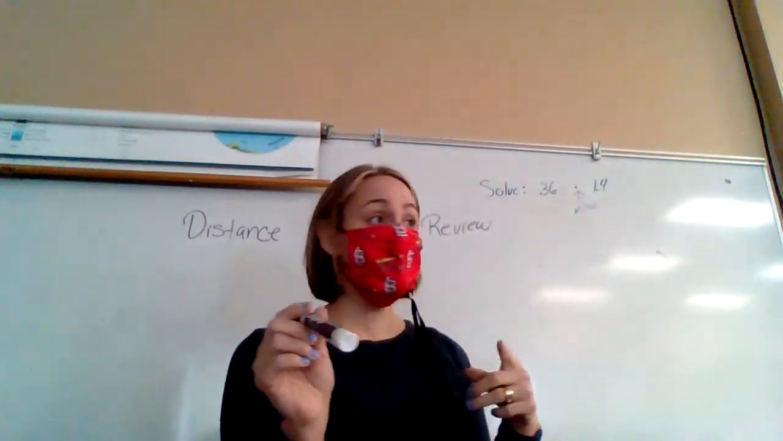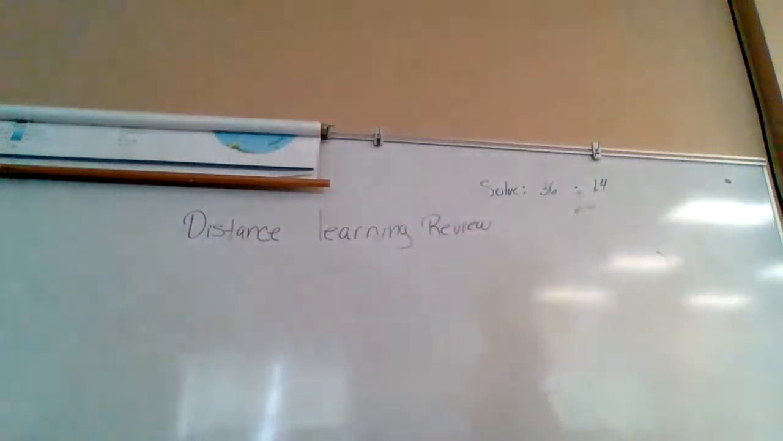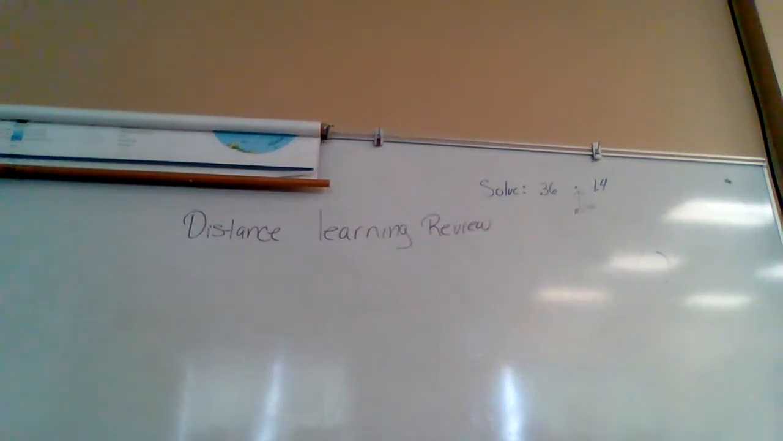Okay, so we are starting with 2.3, and we're going to watch that while I answer Helen. So today's goals, I can find missing information in a proportional relationship using a table, and I can find the constant of proportionality from the information given in a table.